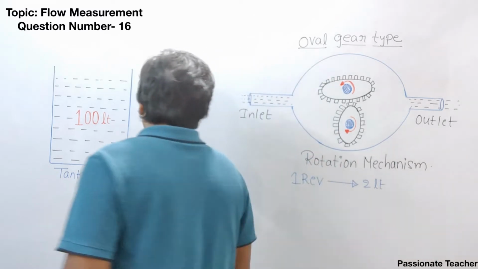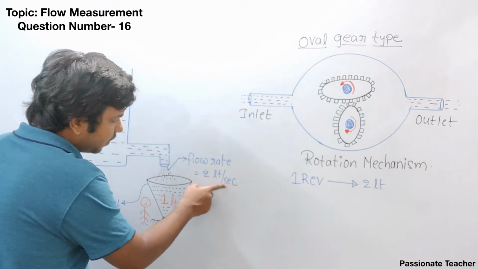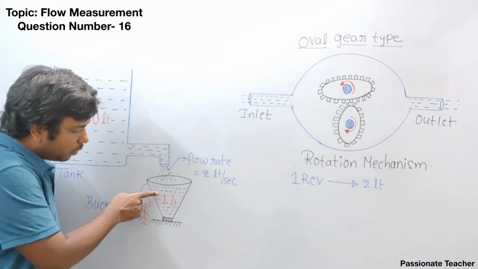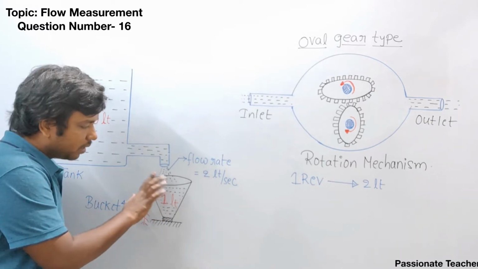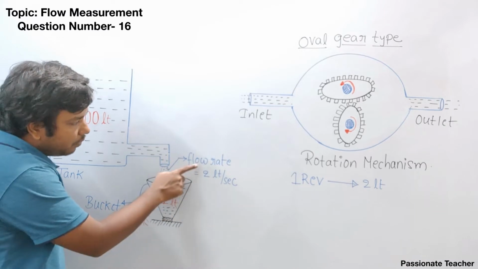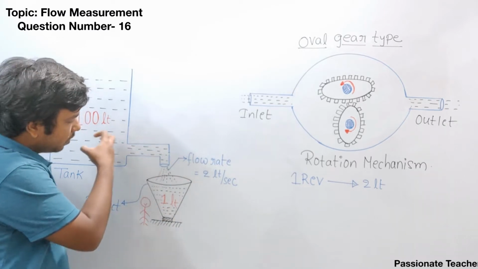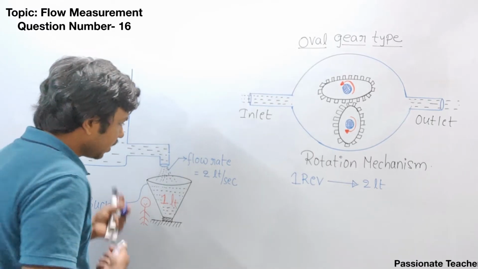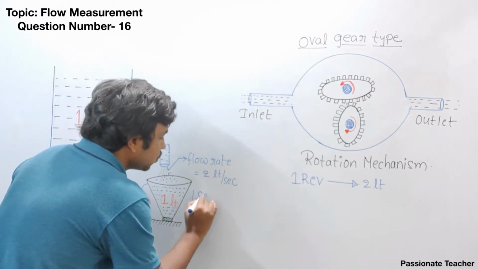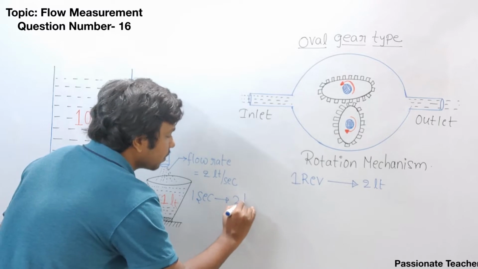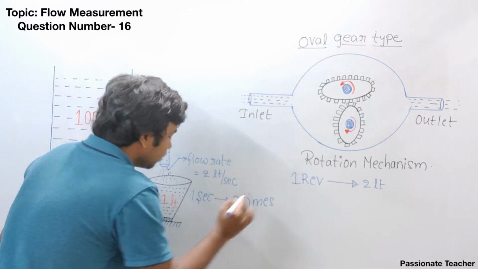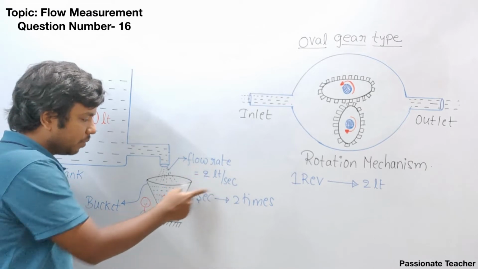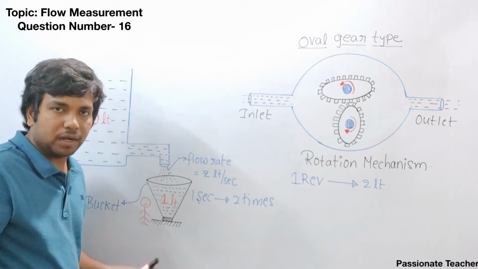Let's assume that the flow rate of this fluid is 2 liters per second and there is a human being here who wants to empty the bucket when it is filled. If the flow rate of the fluid coming out of the tank is 2 liters per second, what does it mean? In 1 second, this person has to empty this bucket 2 times. Am I right? Yes, because the capacity of the bucket is 1 liter. So 2 liters per second means the bucket gets filled 2 times.